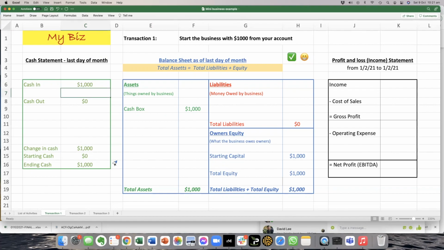Now, the interesting part here is the connection between your cash statement and this part of the balance sheet, that's where this number reflects. Your ending cash is what's in your cash box. So picture you've got a cash box, like a piggy bank or a money box. It's a thing. It's owned by the business, not you. You as an owner have equity in the business, which is what the business owes the owners. And then we need to take away from the assets what the money is owed by the business to other businesses. As we go through, this is going to become clearer and clearer. So let's move on to our second transaction.